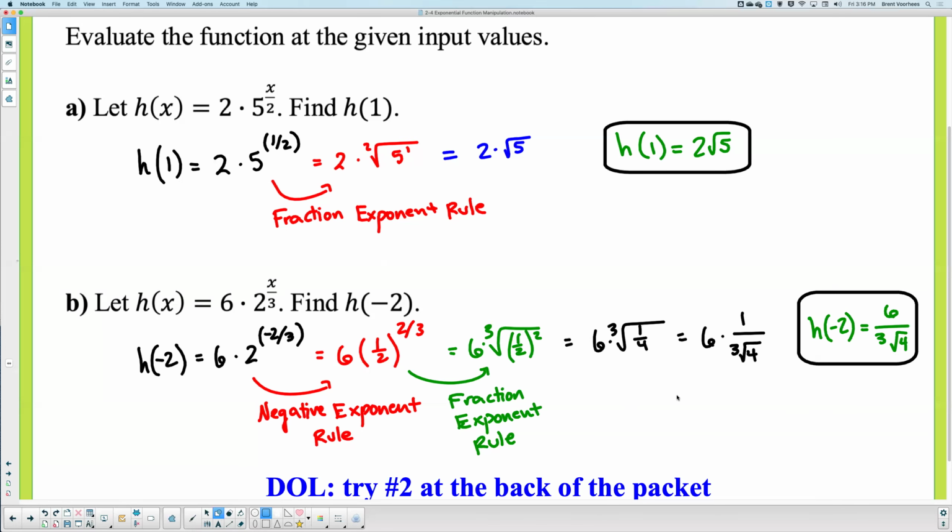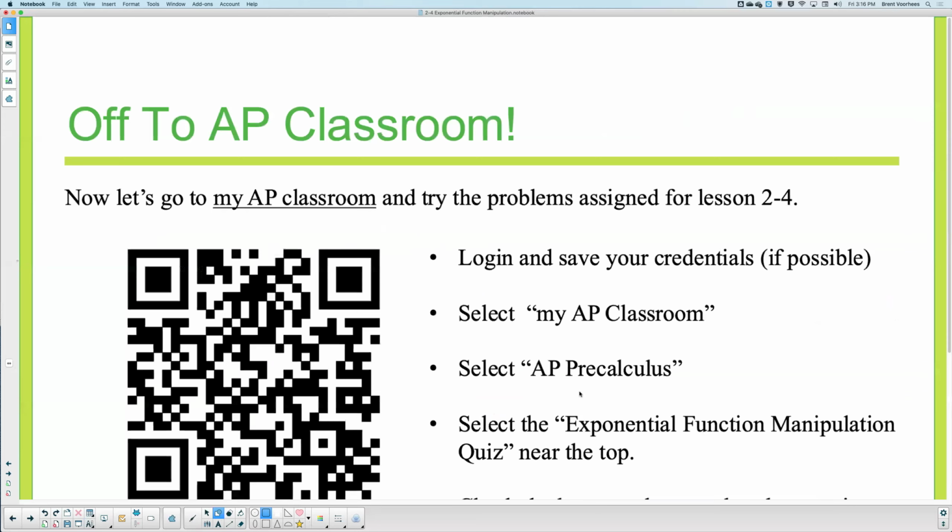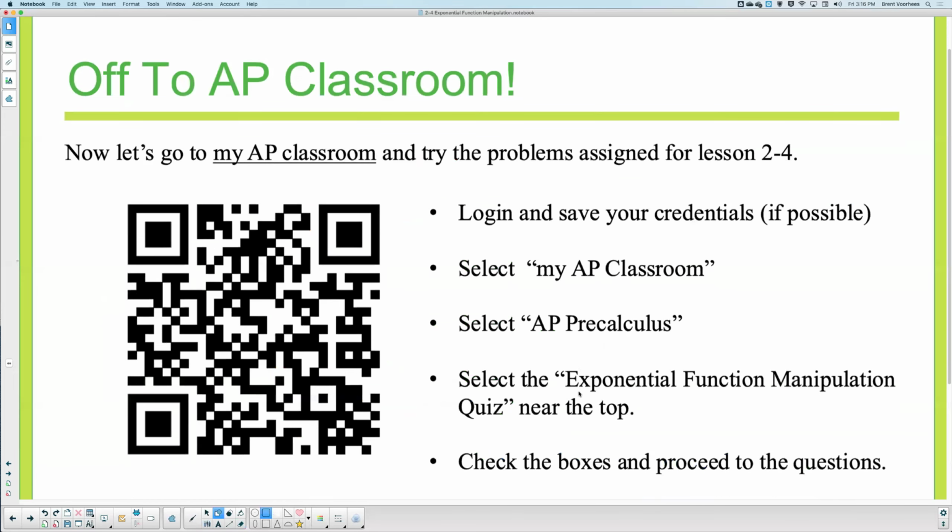All right, with that, you can try number 2 at the back of the packet. And once you do that, you can submit your answers. You can submit your answers by going here.